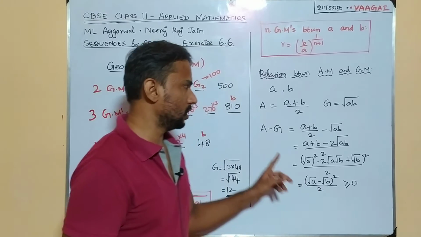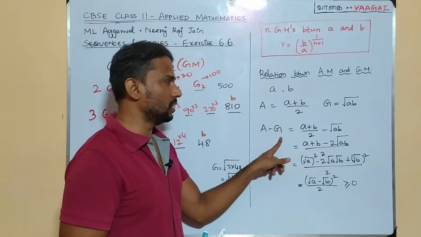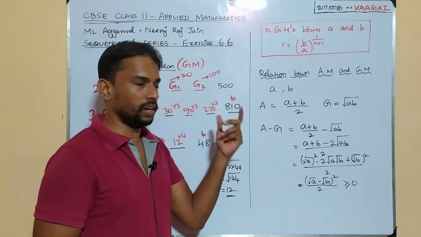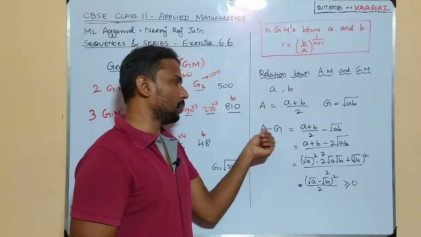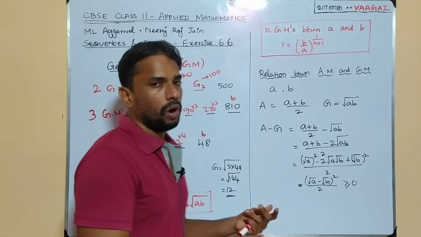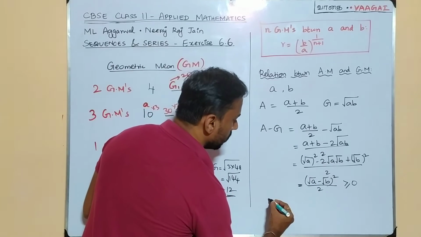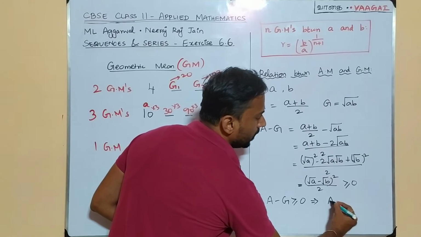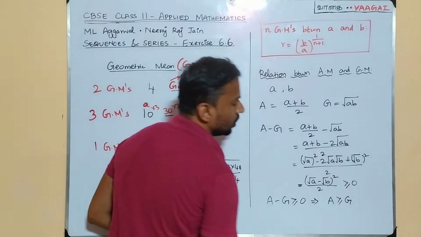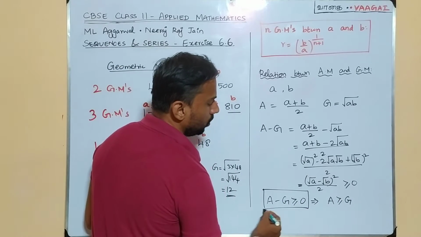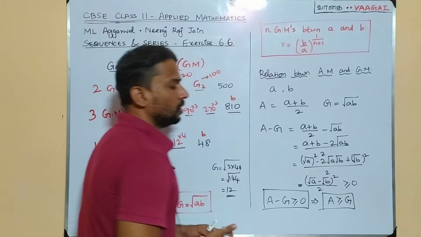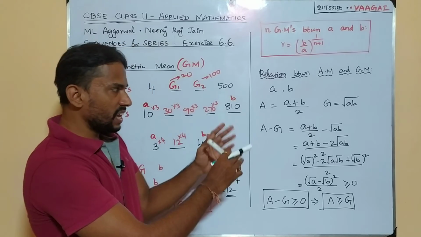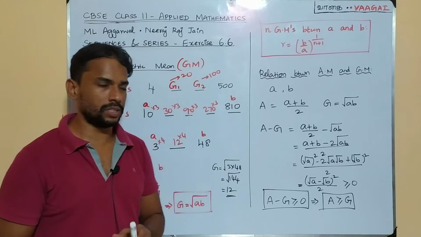So from this what you can understand is that A minus G, the difference between arithmetic mean and geometric mean, provided the arithmetic mean is the greater value and geometric mean is the lesser value, is always greater than or equal to 0. This implies A is always greater than or equal to G. So this condition is also very important for us to work the problems which are based on AM and GM.